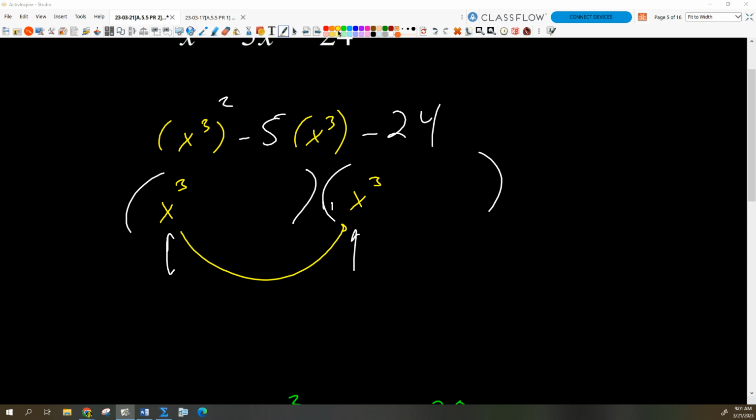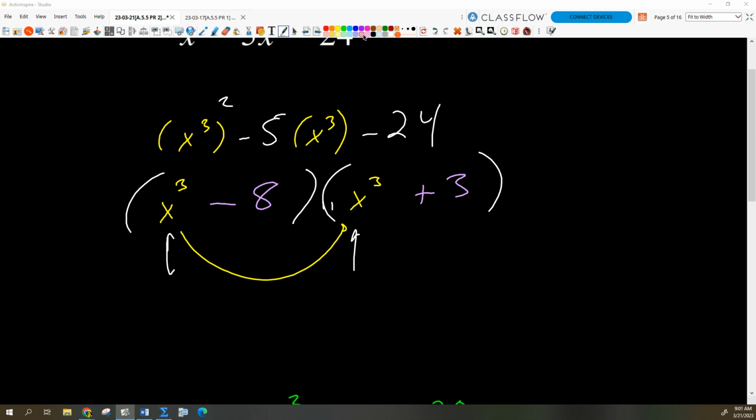Okay, and you guys already told me the magic, well, actually, this is a different one. What would the magic numbers be here? Negative 8 and 3. Okay, good. So we get minus 8 plus 3. Good, we factored it. x cubed minus 8 times x cubed plus 3. In unit 4, we would be done. But are we done here?